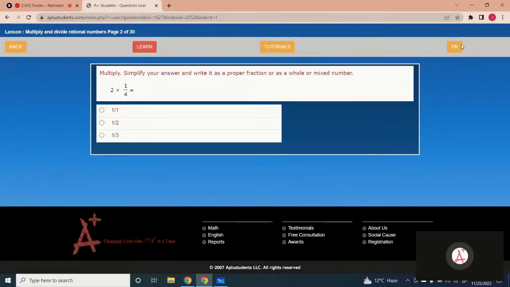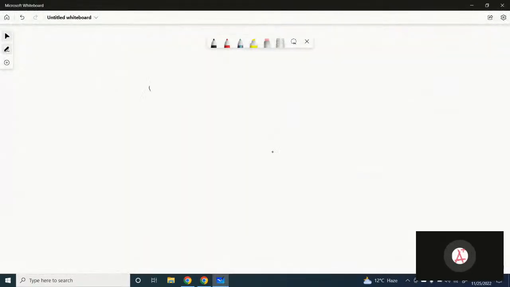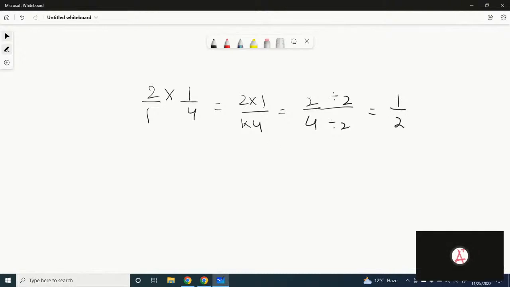Okay, the next one is 2 times 1 by 4. Whenever the rational numbers are written in the fractional form, you have to multiply them like you do multiplying fractions. Whenever we are multiplying fractions, if it doesn't have a denominator, that means it has the denominator 1. You need to do numerator times numerator and denominator times denominator. 2 times 1 is 2 and 4 times 1 is 4. You have to divide them by a common number, that is 2. So dividing by 2, it would be 1 over 2.